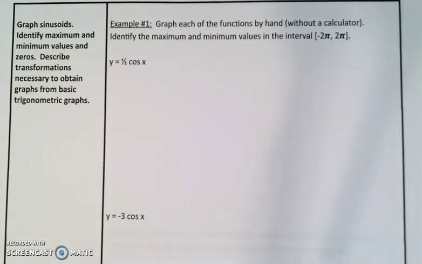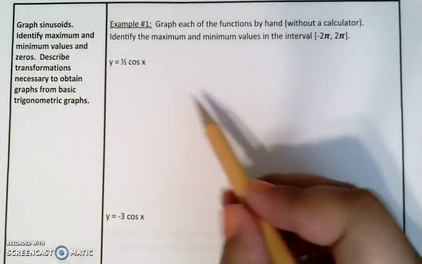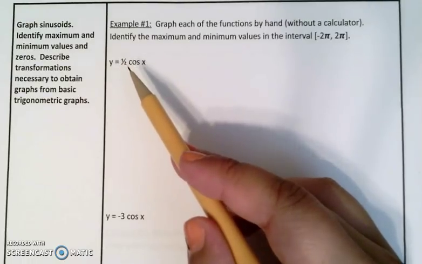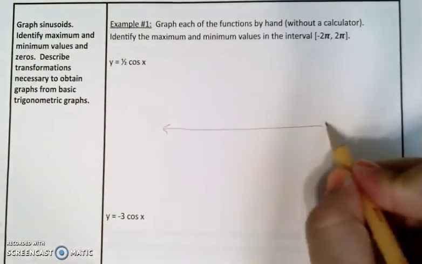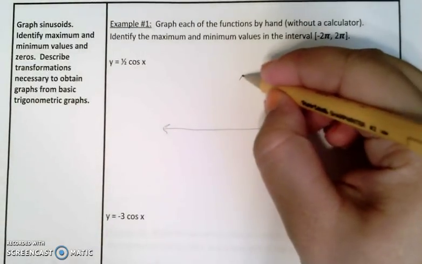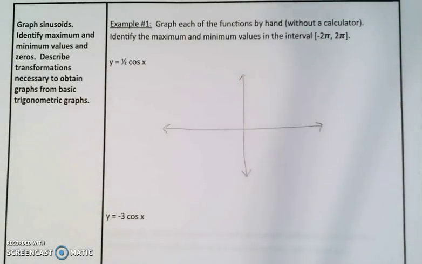Looking at example 1, we want to graph each of the functions by hand without a calculator, and identify the maximum and minimum values on the interval from negative 2 pi to 2 pi. Immediately I recognize that 2 pi is a full rotation or a full cycle on the unit circle. So we're looking at 2 full cycles. For the equation y equals 1/2 of cosine x, I'm going to start by sketching the base graph of cosine.